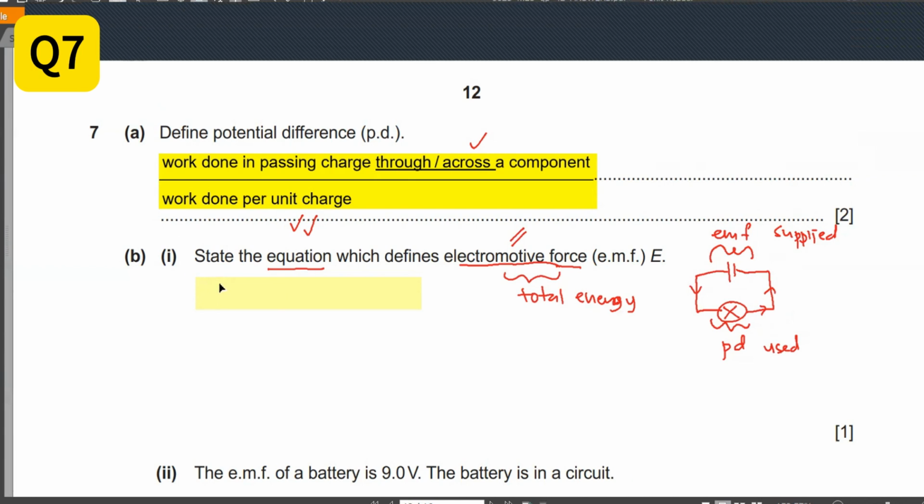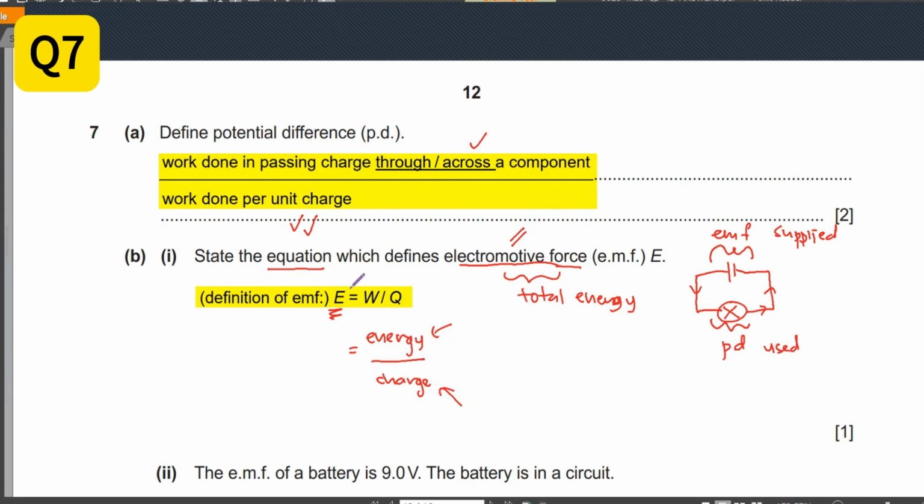So this will be the equation. EMF equals to the energy divided by the amount of charge. How much energy to push 1 unit of charge across the circuit.